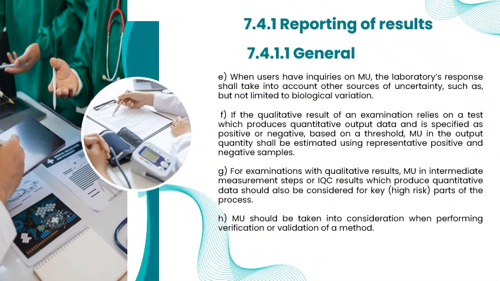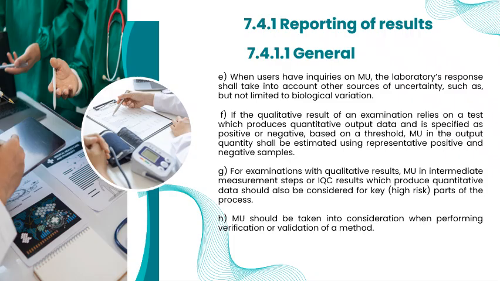When users raise inquiries regarding measurement uncertainty, the laboratory shall ensure that its response takes into account other potential sources of uncertainty, including, but not limited to, biological variation. When the qualitative result of an examination is derived from a test that produces quantitative output data and is reported as positive or negative based on a defined threshold, the laboratory shall estimate the measurement uncertainty of the output quantity using representative positive and negative samples.